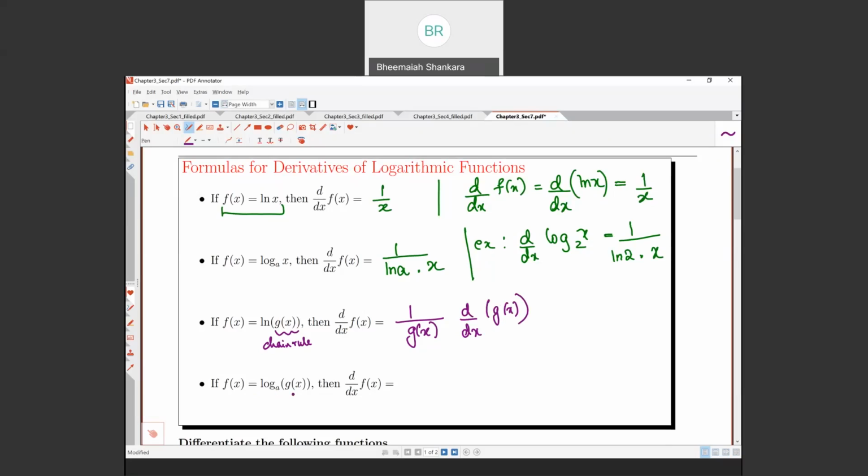Natural log of g of x, but with a base a. If you have a base a, you have ln and that particular base number, which is a, in the denominator. Then you start deriving g of x, natural log of g of x, which is 1 over g of x times d/dx of g of x. First the outer function and then the inner function.